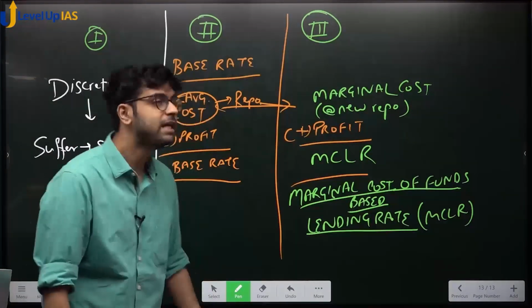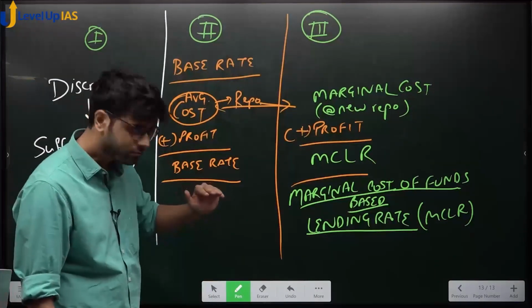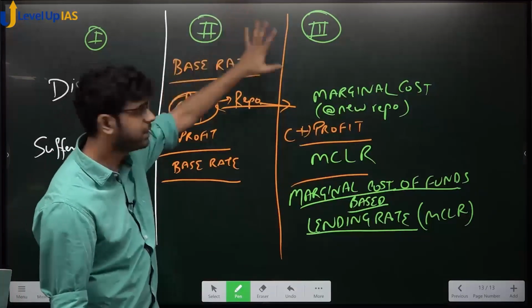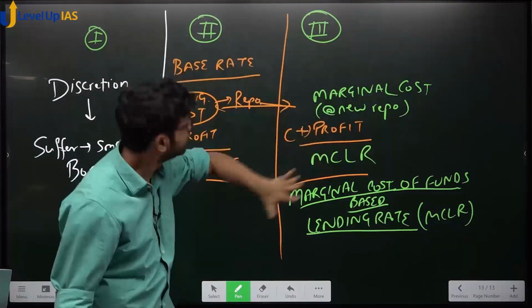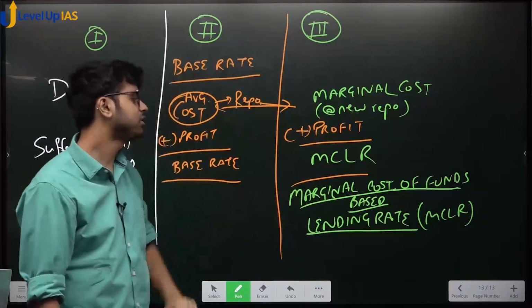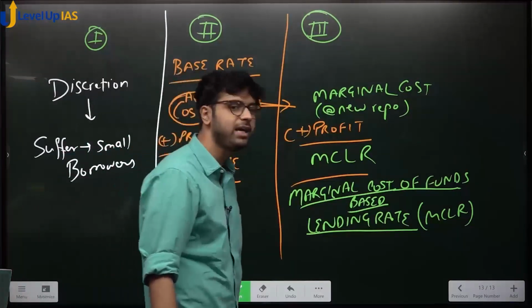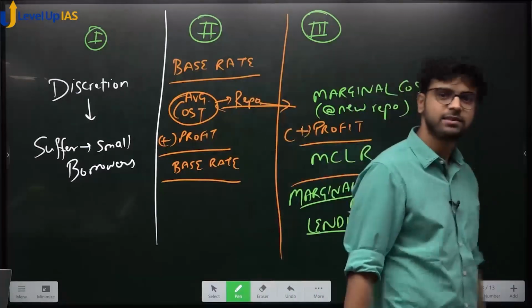So now what is happening? Now what is happening is, if RBI reduces the repo rate, this reduces instantly, this is the same, this reduces instantly, and hence it is called marginal cost of funds based lending rate, MCLR. Understood?